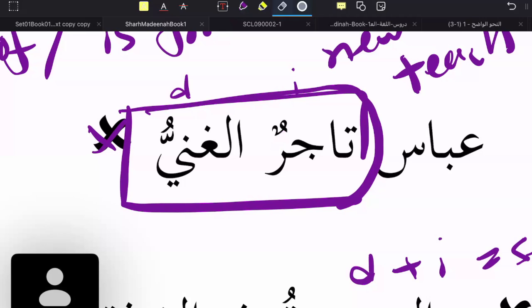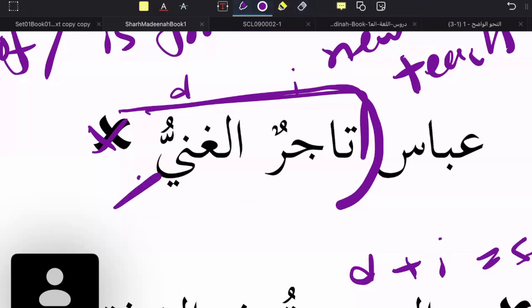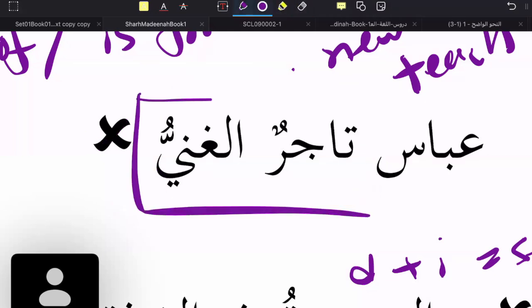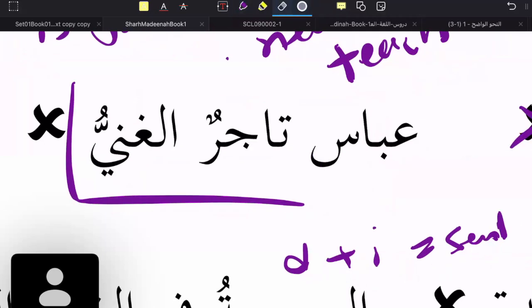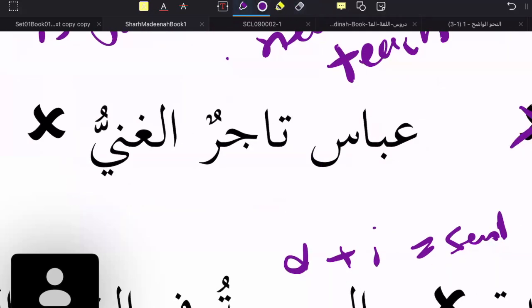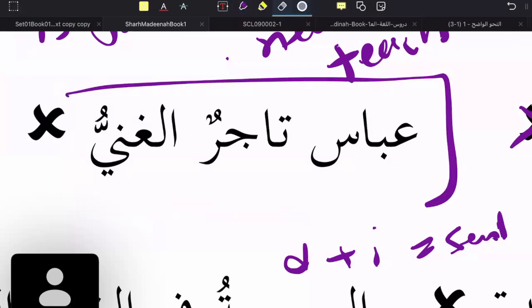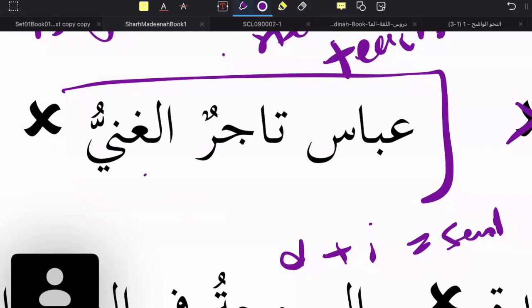It has to be something else. And also, mudaf ilayhi needs to have a kasra, and this is not kasra. So we have a lot of problems. So obviously here, what we want is an adjective phrase. So how do we fix it? This is a tricky one. You have to know how to fix it. In order to know how to fix it, you have to look into the whole thing. If you want to construct a sentence, which one do you fix? Do you fix the tajir, this one or two? Which one do you fix?